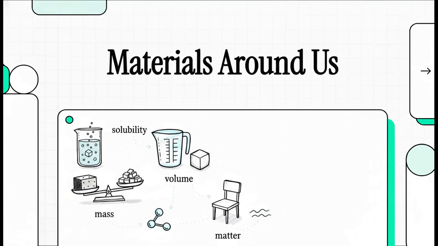Today, we're diving into a brand new explainer, and we're going on a journey into the fundamental building blocks of, well, literally everything around us. Have you ever actually stopped to look closely at the materials making up your everyday life? You know, the water you drink, the chair you're sitting on right now, the air you're breathing. They all have these incredibly specific, totally predictable properties. So today, we're going to unpack these core concepts: solubility, mass, volume, and matter. We'll take it step by step and see exactly how they shape our world.